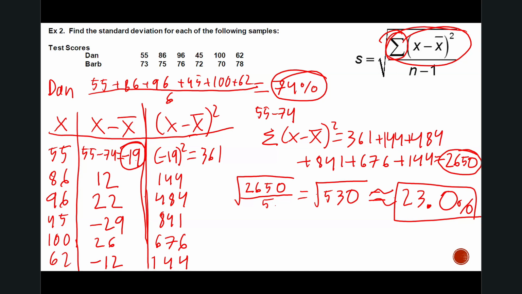Yes, so what we call that is, they have the same center, right? But Dan's has more variation, which the standard deviation is a measure of. So would we expect Barb's standard deviation to be bigger or smaller? Smaller, right? Because when we do all these calculations, these differences will be smaller. But instead of doing it over again, let's learn how to use our calculator to do this.